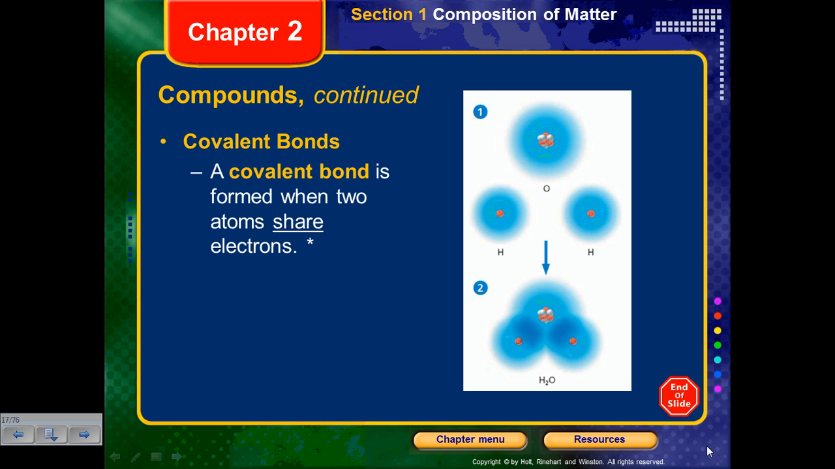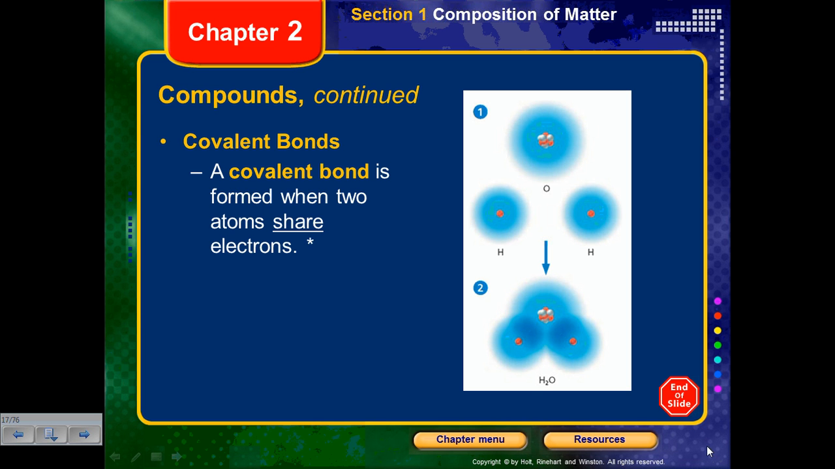And what is that outside ring called? Raise your hand if you know. The outside energy level. Valence. Valence shell. Okay, your valence electrons are your outermost electrons. Right? You guys remember that?